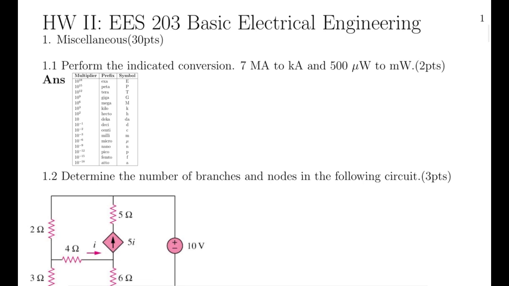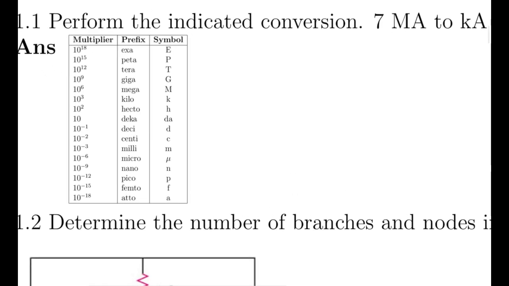1.1. Perform the indicated conversion. 7 megaamps to kiloamps and 500 microwatts to milliwatts. For the first one, we see from the SI prefixes tables that capital M is equal to mega, which is 10 to the power of 6, and k is equal to kilo, which is 10 to the power of 3.